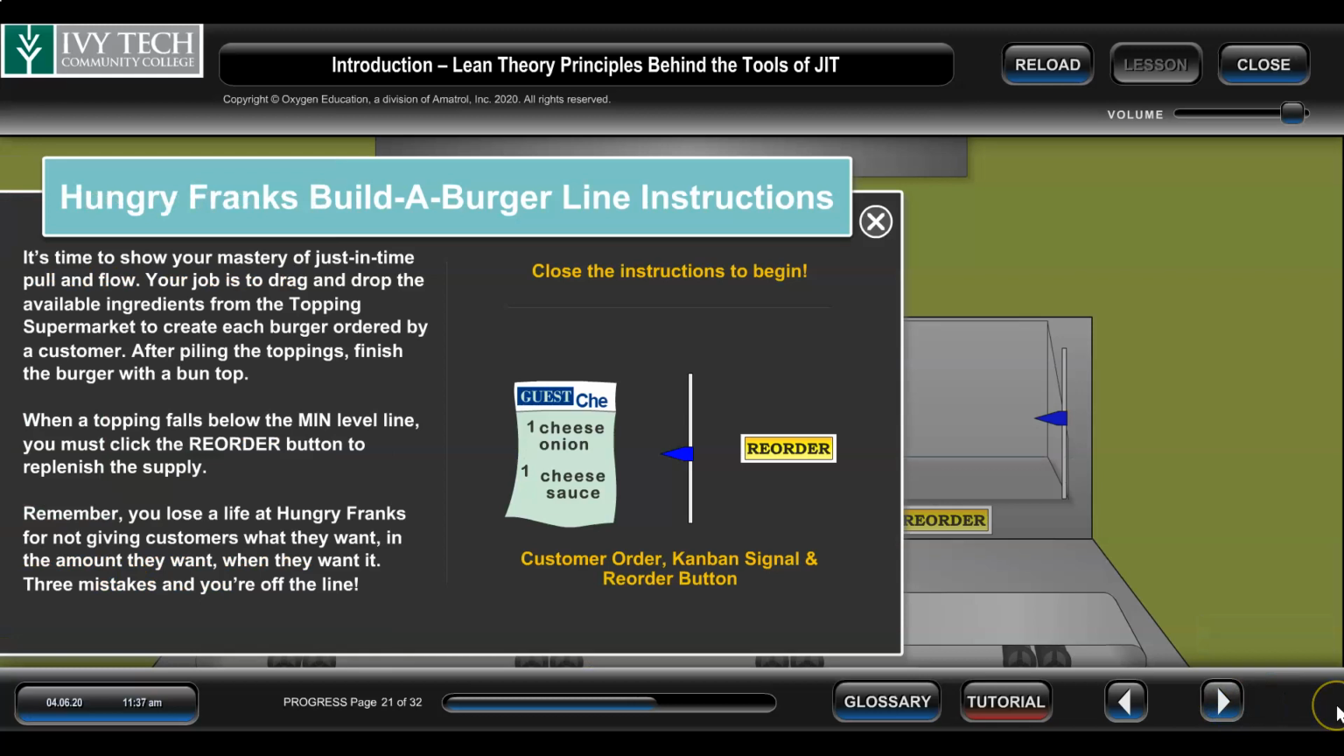Hungry Frank's Build-A-Burger line instructions. It's time to show your mastery of just-in-time pull and flow. Your job is to drag and drop the available ingredients from the topping supermarket to create each burger ordered by a customer. After piling the toppings, finish the burger with a bun top. When a topping falls below the minimum level line, you must click the reorder button to replenish the supply. Remember, you lose a life at Hungry Frank's for not giving customers what they want, in the amount they want, when they want it. 3 mistakes and you're off the line. Close the instructions to begin.